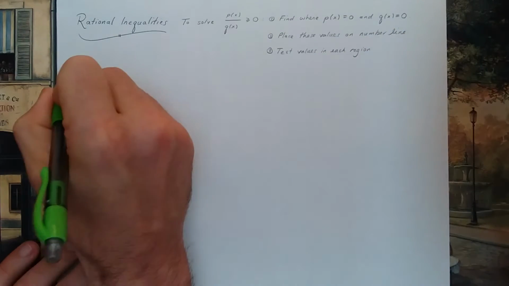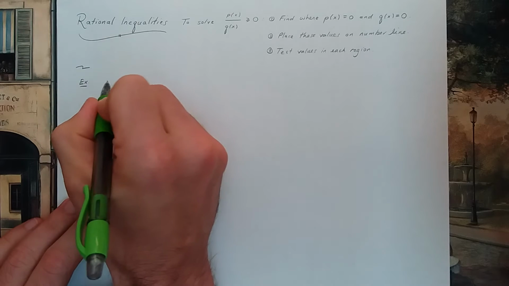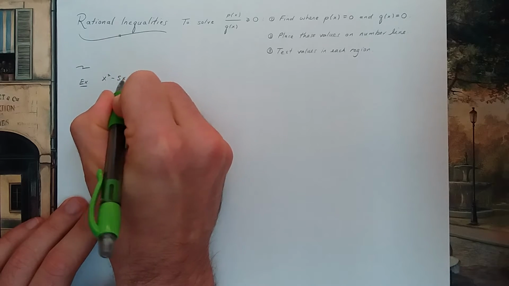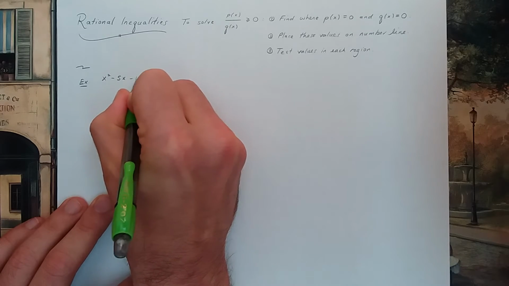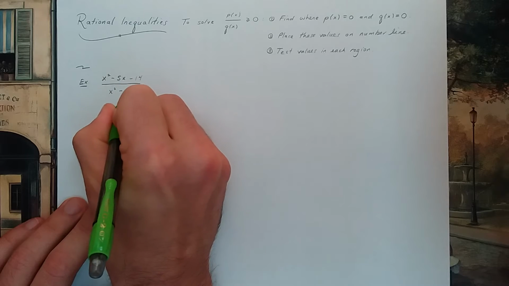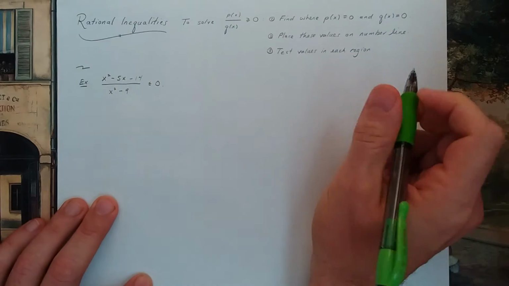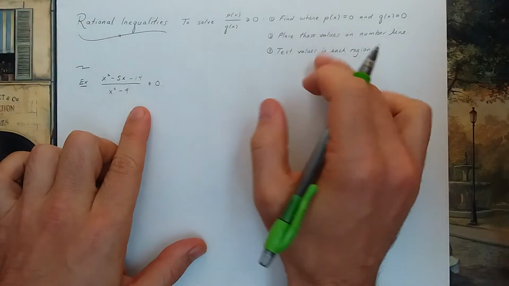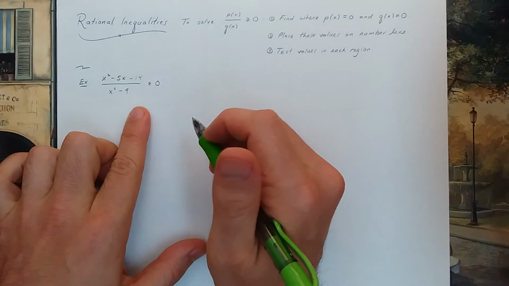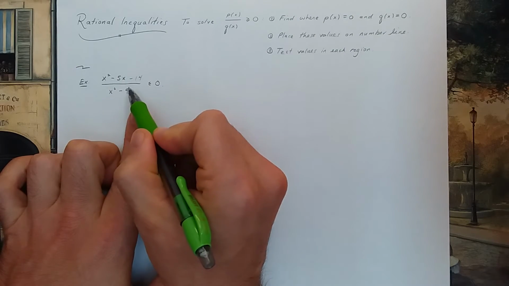So let's see examples of this procedure. How about if I tried to solve x squared minus 5x minus 14 all over x squared minus 9 is less than or equal to 0. So the first step is to find where the top and the bottom functions are equal to 0. So I'm finding the zeros of the function and the vertical asymptotes.